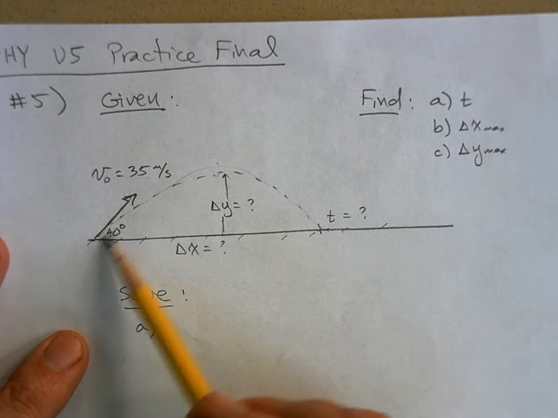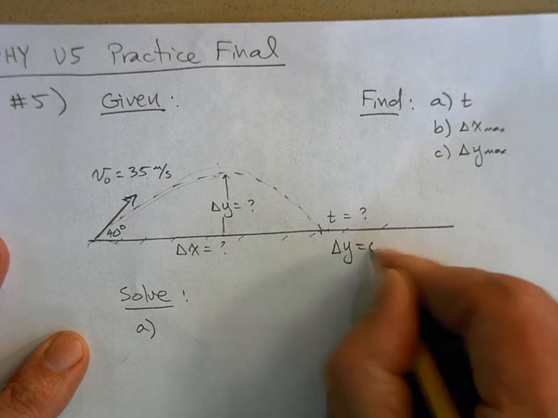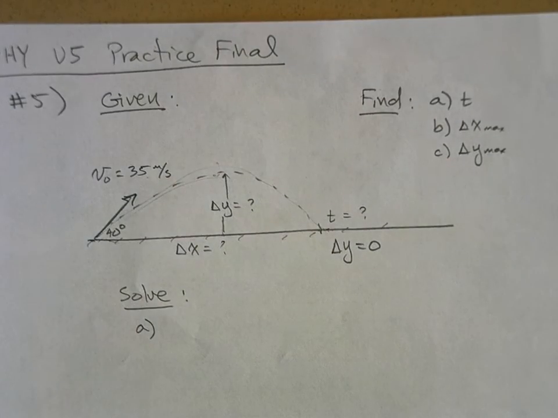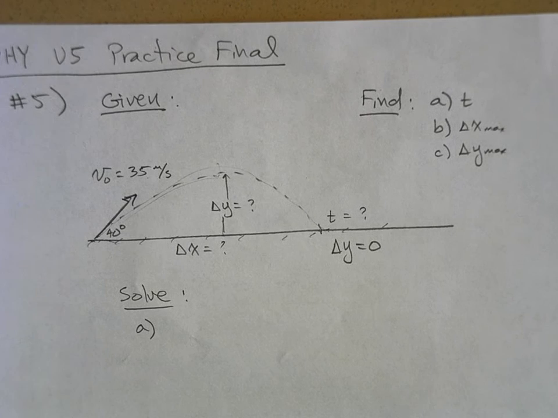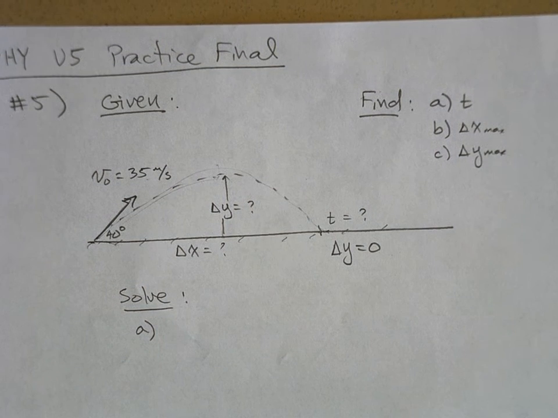The time it takes when it goes up and down, we know that delta y right here is equal to 0, because it's at the same height it started from, right? So delta y equals 0. Now, I didn't tell you that delta y equals 0 right there. You have to know it.